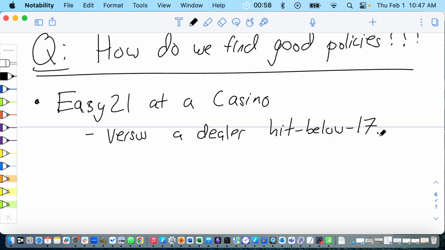And I'm going to keep track. You're going to go to the casino. You're going to have some bankroll. I'm going to keep track of your bets, and then whoever has the most money at the end will win. That's essentially what it is.